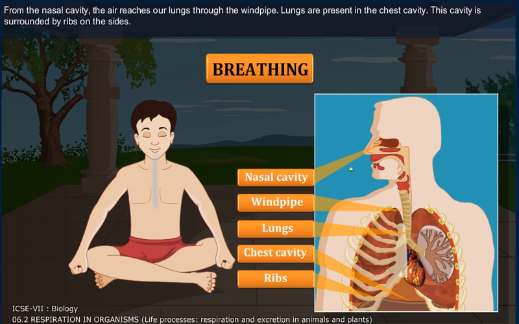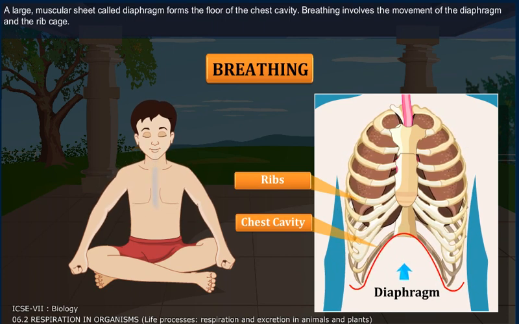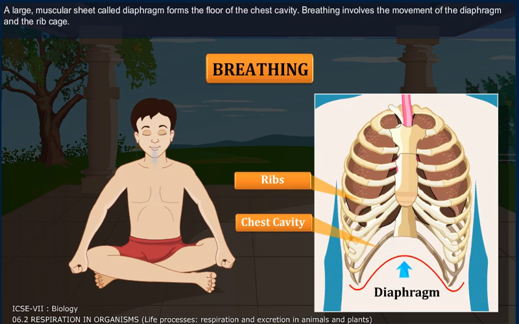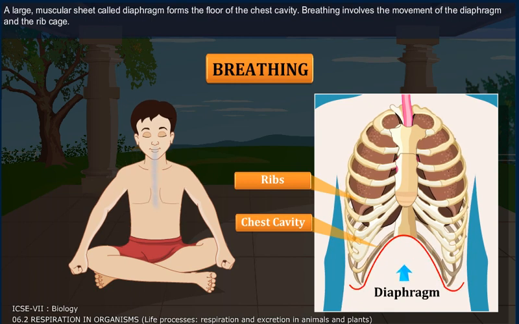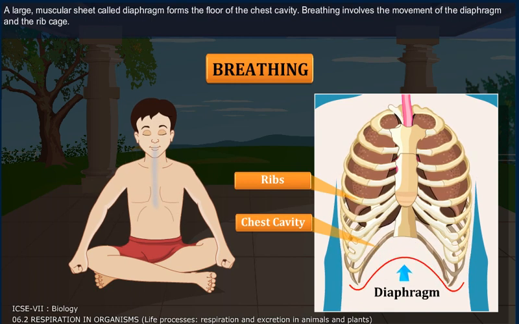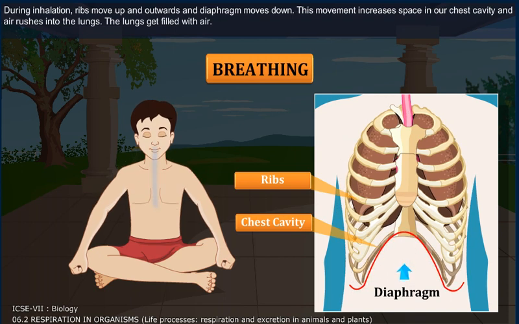This cavity is surrounded by ribs on the sides. A large muscular sheath called diaphragm forms the floor of the chest cavity. Breathing involves the movement of the diaphragm and the rib cage. During inhalation, ribs move up and outwards and diaphragm moves down. This movement increases space in our chest cavity and air rushes into the lungs. The lungs get filled with air.